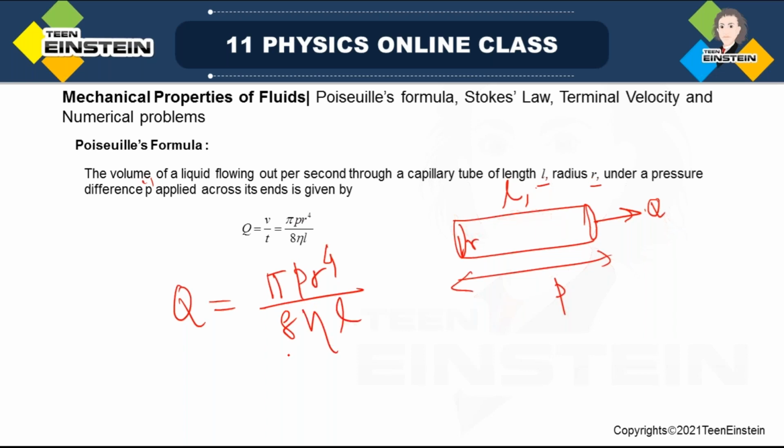What is eta? Eta is the coefficient of viscosity. What is P? P is the pressure difference maintained across the ends of the capillary tube. What is L? L is the length of the capillary tube. What is small r? Small r is the radius of the capillary tube.